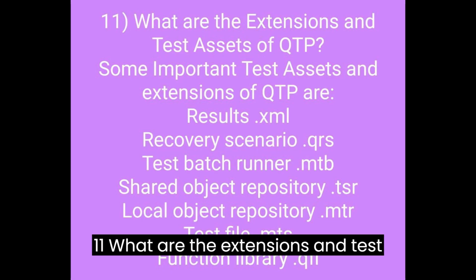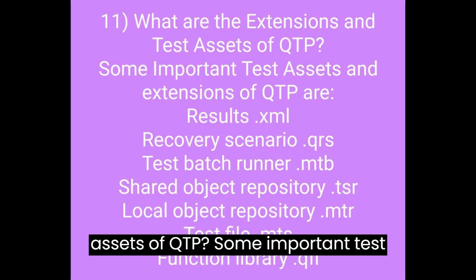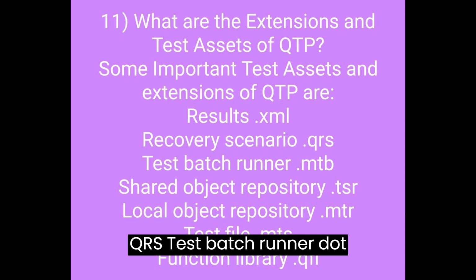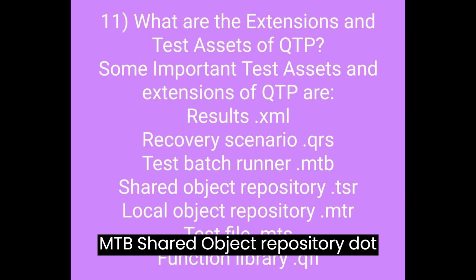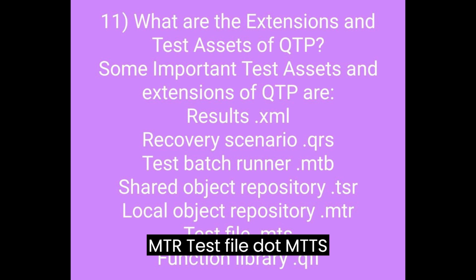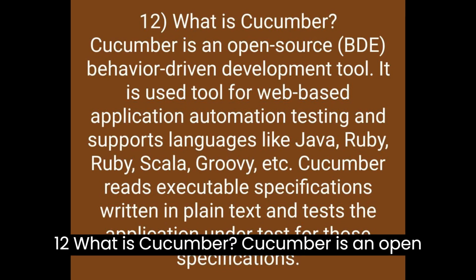11. What are the extensions and test assets of QTP? Some important test assets and extensions of QTP are results.xml, recoveryscenario.qrs, testbatchrunner.mtb, shared object repository .tsr, local object repository .mtr, testfile .mts, function library .qfl.